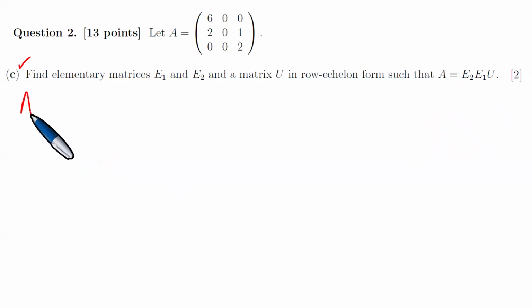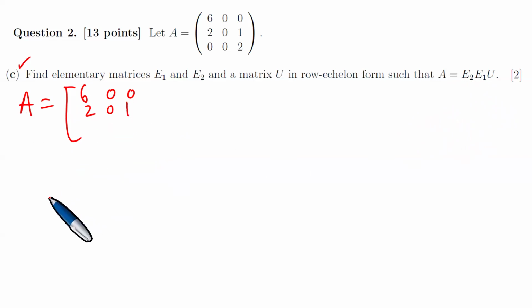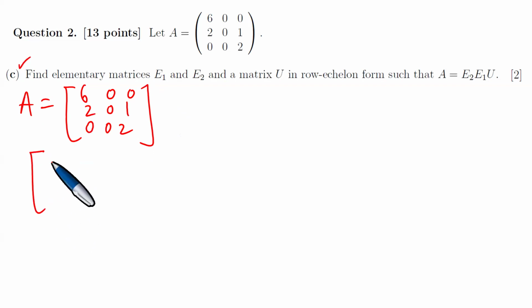So we take the matrix A, with 6, 0, 0, 2, 0, 1, and 0, 0, 2, and form from it what we call an augmented matrix. If we want to find the elementary matrices, what do we do first? We actually take the matrix A and augment it. And then we have 2, 0, 1.